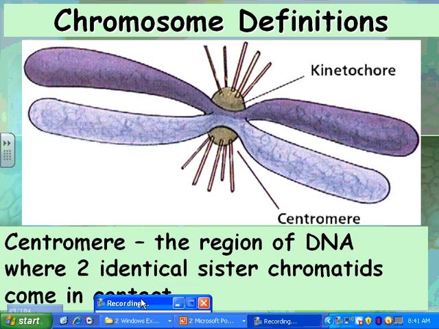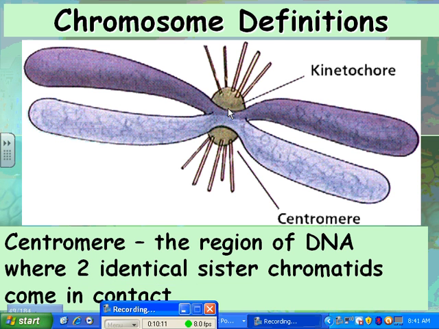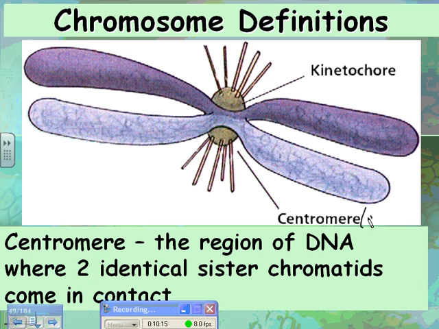Chromosome definition, centromere. This is the region of DNA right here where two identical sister chromatids come in contact. So the area is the centromere. But the actual protein that holds them together is called the kinetochore. And this is the thing that spindle fibers, these other proteins, attach to when you separate out chromosomes.